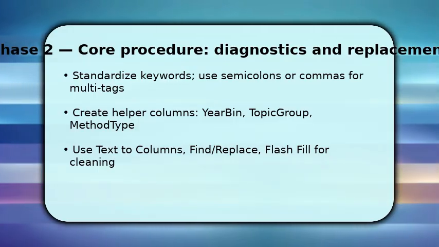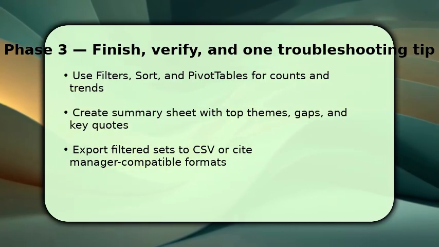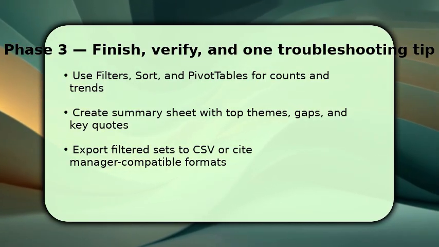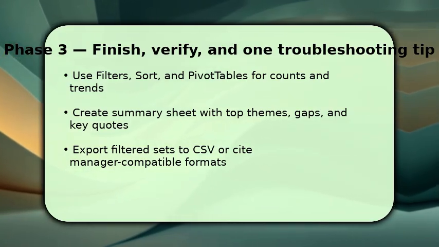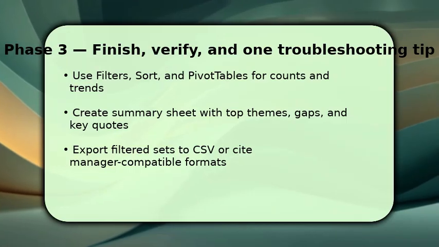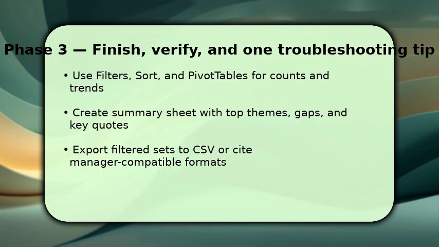Finish by converting your organized data into insights and deliverables. You run filters and build pivot tables to quantify trends by year, method, or topic, export charts or tables for reporting. Once done, draft a summary sheet listing top themes, research gaps, and exemplar quotes with DOIs. When ready, export selected rows to CSV for reference managers.